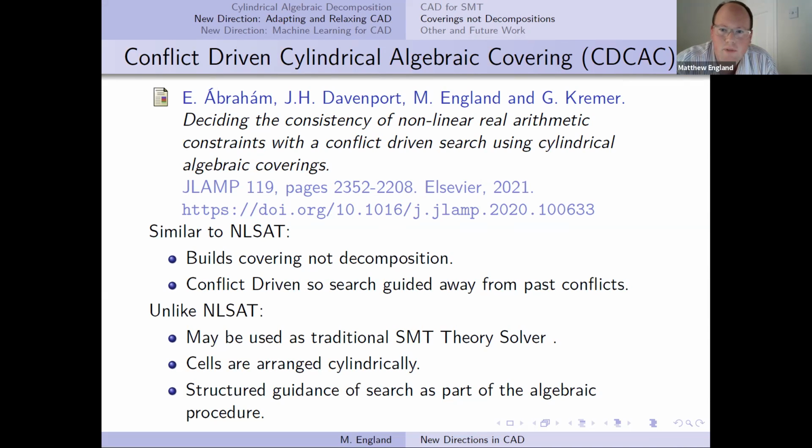can be satisfied at the same time. It has some similarities to NLSAT in that it builds coverings of spaces, not decompositions. And it's also conflict driven. So we allow our search to be guided by our past guesses to more profitable future guesses. But it's also different to NLSAT because it can be plugged into a traditional SMT solver, and we maintain the cylindricity property. So we haven't lost that. We keep that property, and we also have our guidance in our search as part of the algebraic procedure.